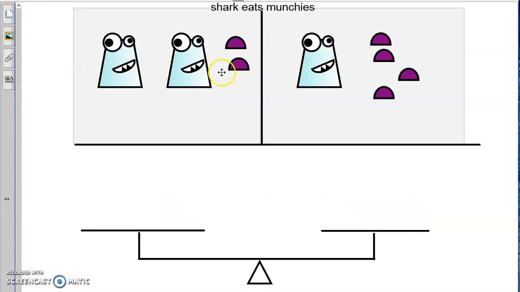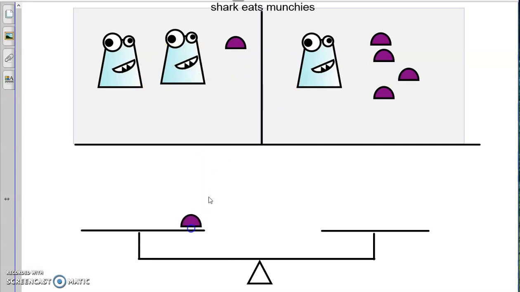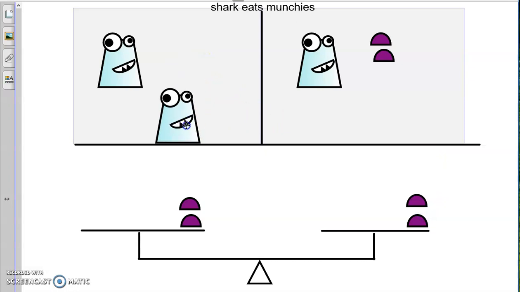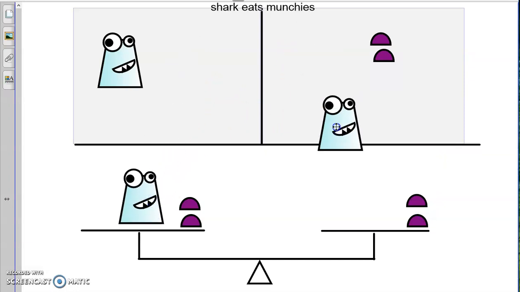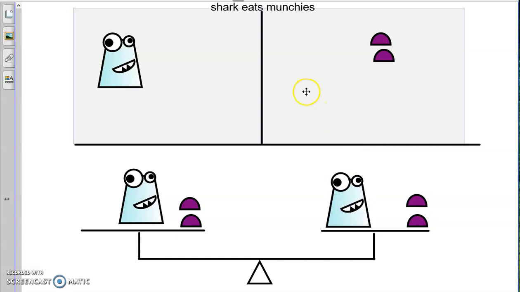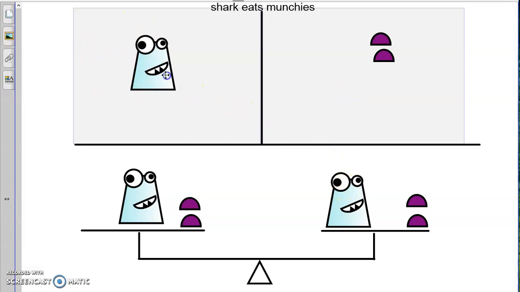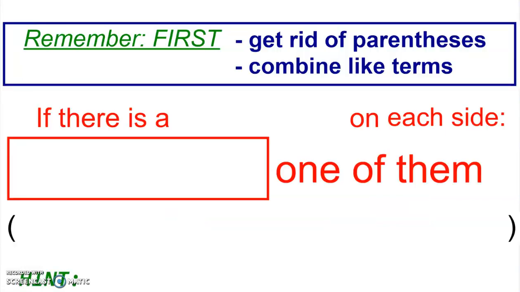But what happens if we have sharks on both sides of the scales? Well, first we take off the things that are not the sharks, take off the munchies. And then we can take off a shark from one side and a shark from the other side. So if I have a shark on both sides, I have to eliminate it on one side, so I'm only left with a shark on one side. And then again, we have 1 shark likes to eat 2 munchies.